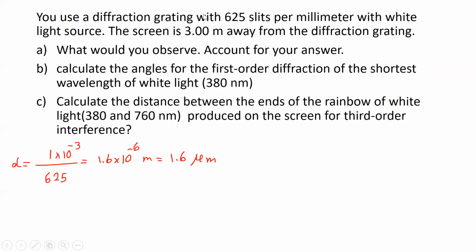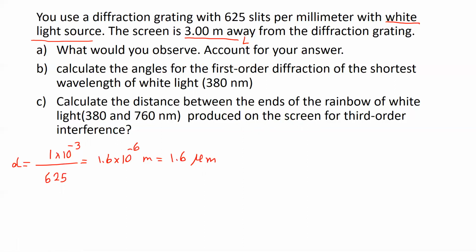So we have this number of slits. The screen is 3 meters away, so we have our L equals 3 from the diffraction grating. What would you observe? You do this experiment, you use the diffraction grating with these characteristics and a white light source. You shine it on the diffraction grating, and you have a screen 3 meters away. You want to see what you observe and account for your answer.